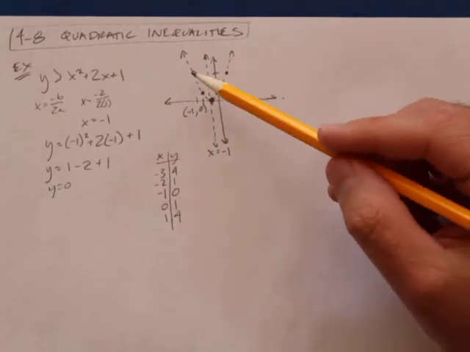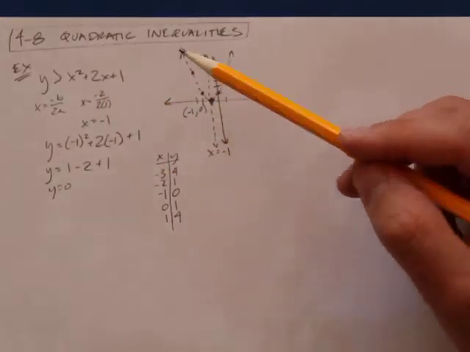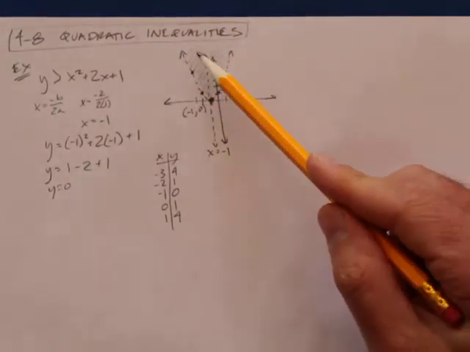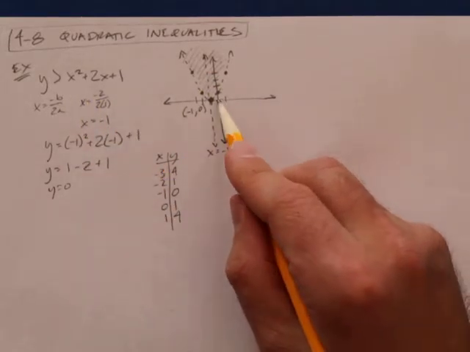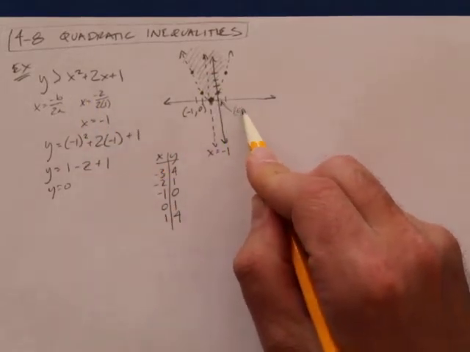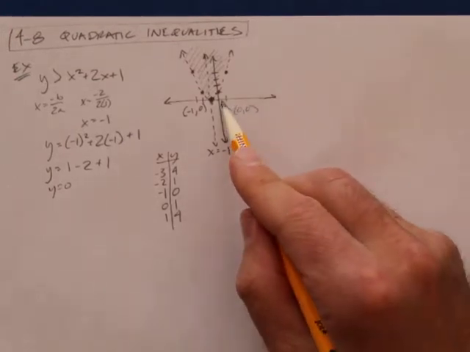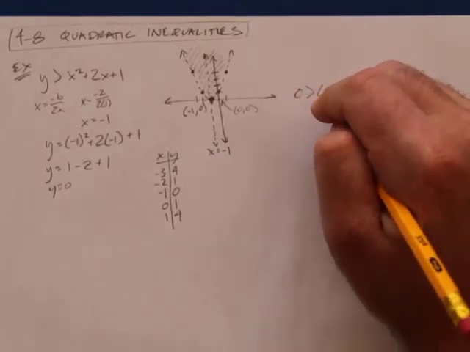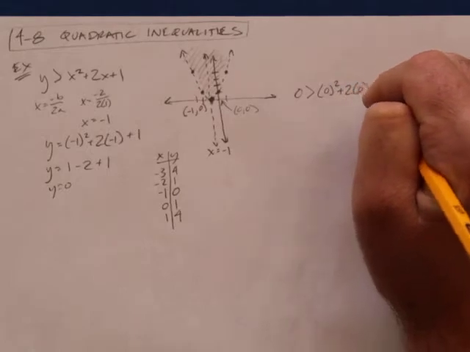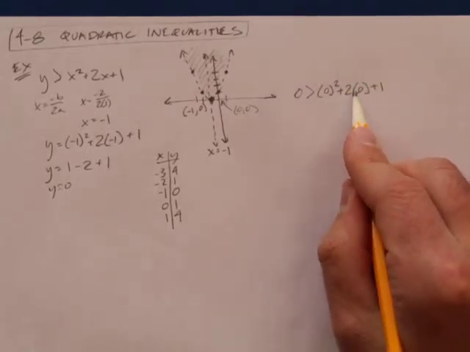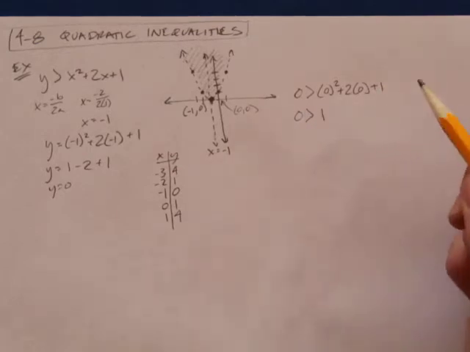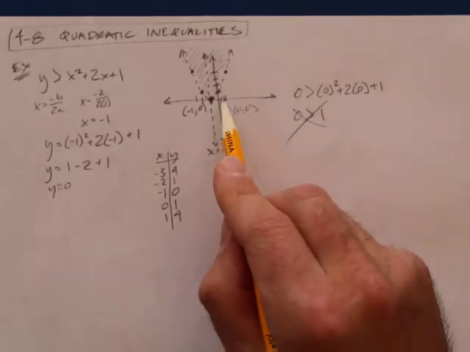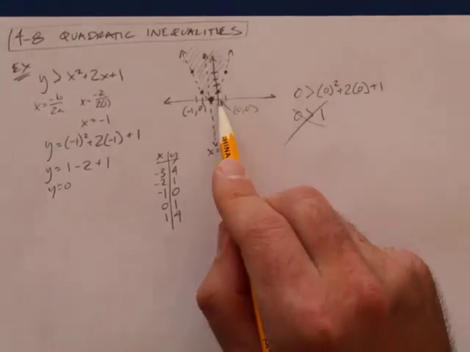Now, I need to shade one side or the other. Y is greater than this, so I know I can shade here. If I don't remember that, I'm going to find a random point. 0, 0 is a really good point to test. I'm going to plug this point in. 0 is greater than 0 squared plus 2 times 0 plus 1. So 0 is greater than 1? Is 0 greater than 1? No, it's not.